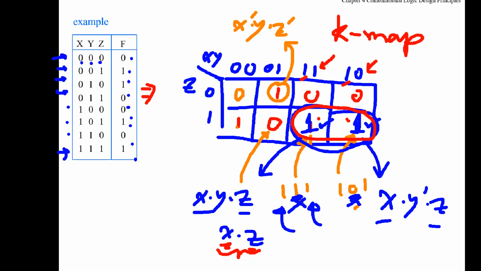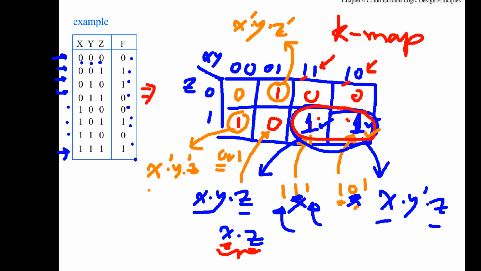And how about this one? This logic 1 output, its input is 0, 0, 1, right? So you can write that x prime and y prime and z. Anyway, this cell input is 0, 0, 1, right? This cell is 1, 0, 1. Oh, it's one bit different, right? One bit difference. So you can combine them together.